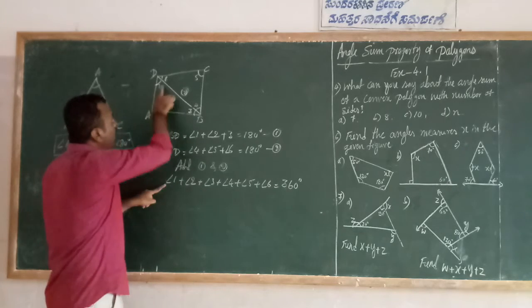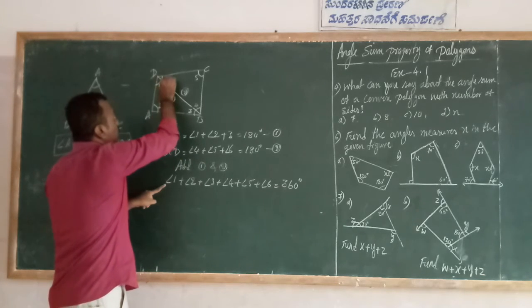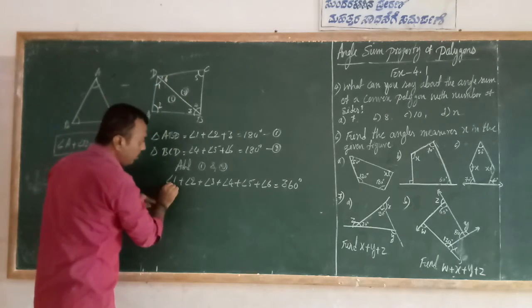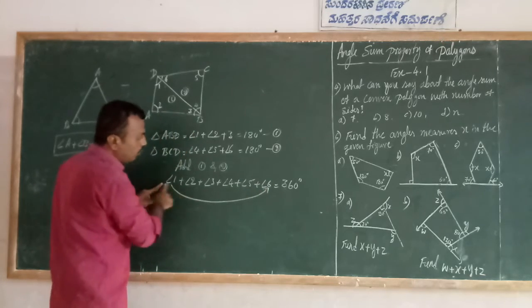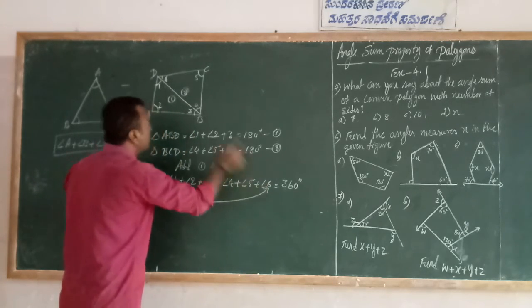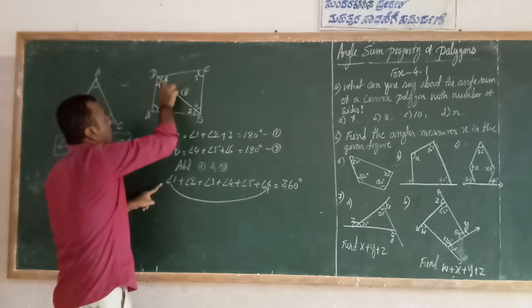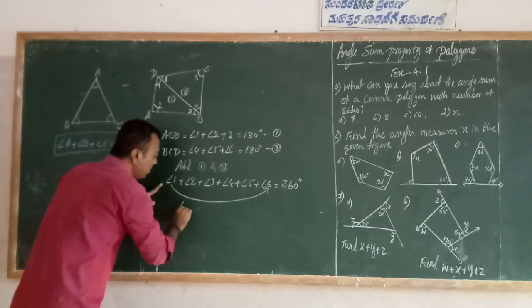Yes, angle 1 plus angle 6. See, angle 1 plus angle 6. If you add angle 1 plus angle 6, you can get angle D.